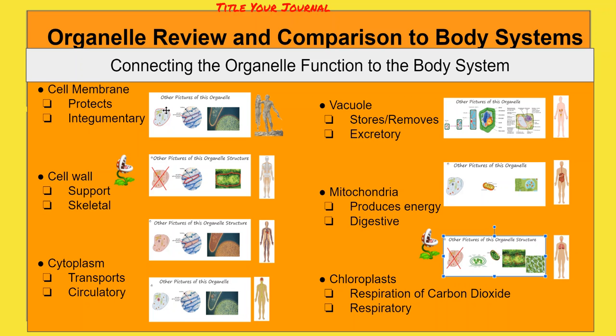We know that the cell membrane lets things in and out, but another function that it does, it protects everything that's inside the cell. And here's the change of the word, protects. And it's going to be compared to our skin, which is part of the integumentary system. So here's the connection. The cell membrane is like our integumentary system because it protects.